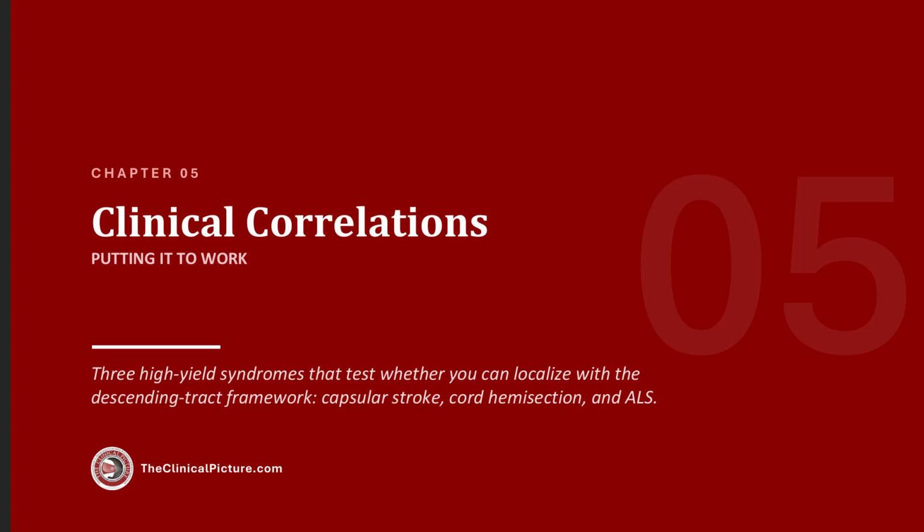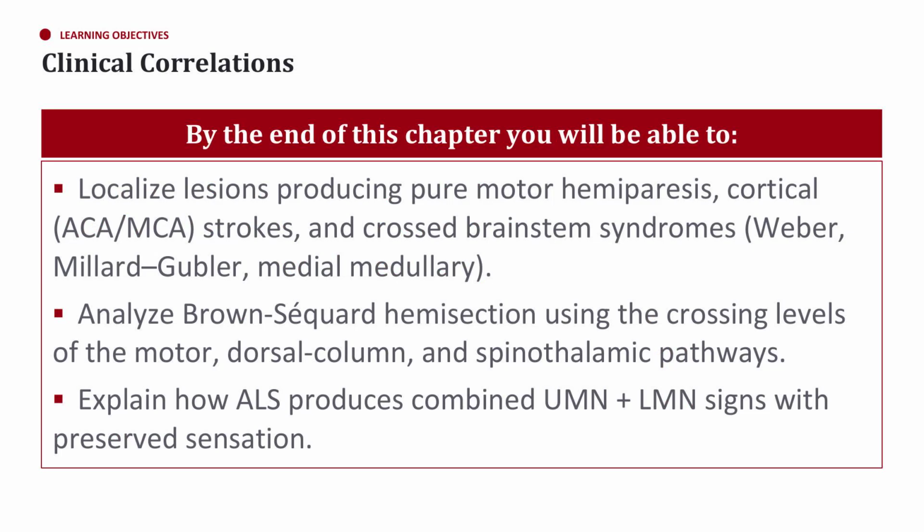In this final chapter, we put the entire framework to work. I've chosen high-yield syndromes that force you to use the descending tract logic actively: capsular and cortical stroke, the crossed brainstem syndromes, Brown-Séquard hemisection, and ALS. For each, resist the urge to pattern match a diagnosis. Instead, reason from the deficits to the level, because that is exactly what the boards and your patients will ask you to do. By the end of this final chapter, you should be able to localize the lesions behind pure motor hemiparesis, the cortical stroke syndromes, and the crossed brainstem syndromes.